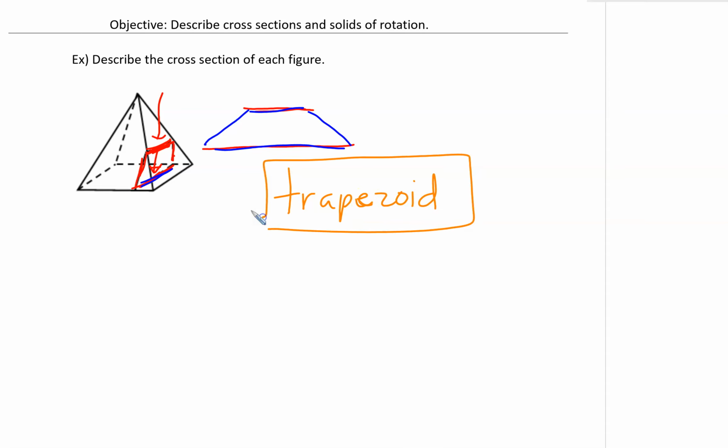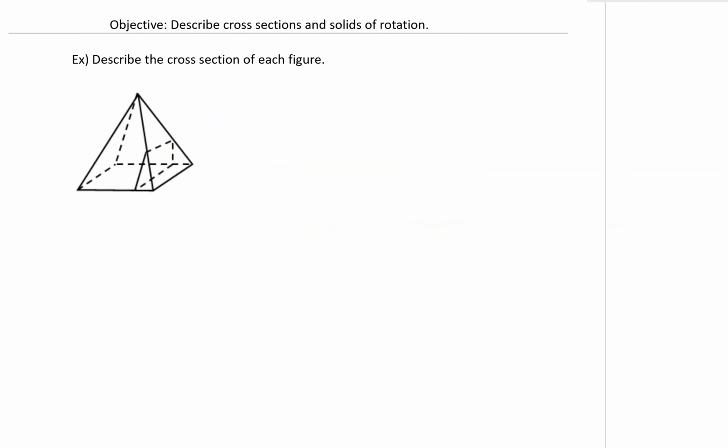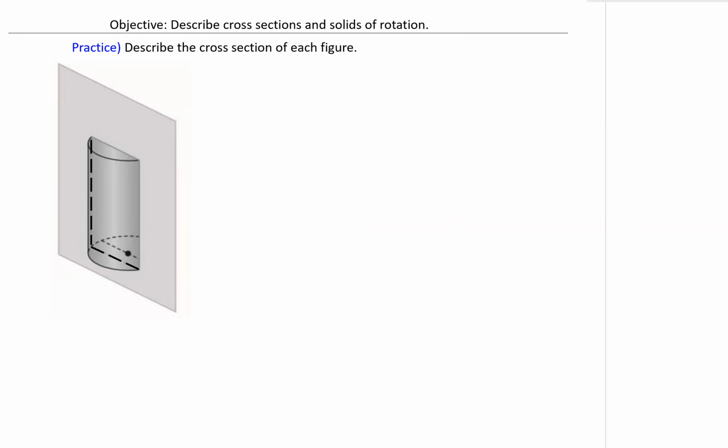All right, moving on. So here's a practice problem for you to try. So pause the video, determine what you think the cross section is here. All right, let's take a look.